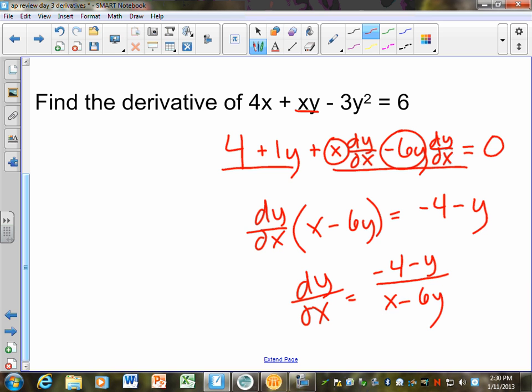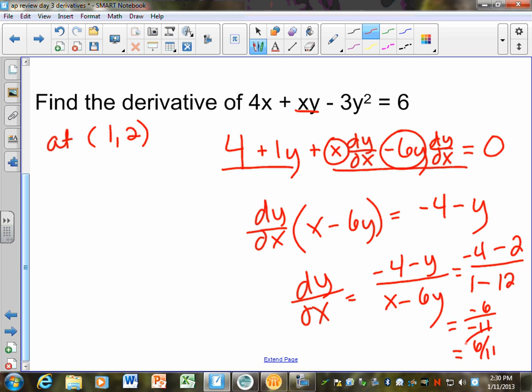What if they ask you to find a derivative at a specific point, like for this one? If it said find the derivative at the point (1, 2), it's just like finding the derivative at a point when it's just x, except you have to plug in 1 for x and 2 for y and simplify that. So if I was going to do that on this one, I would get negative 4 minus y, which happens to be 2, over 1 minus 6 times 2, which is 12. And I'd get negative 6 over negative 11, or that would be a slope or a derivative of 6/11. So implicit, hopefully, maybe remember that.